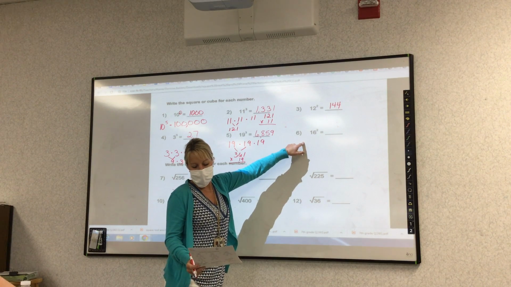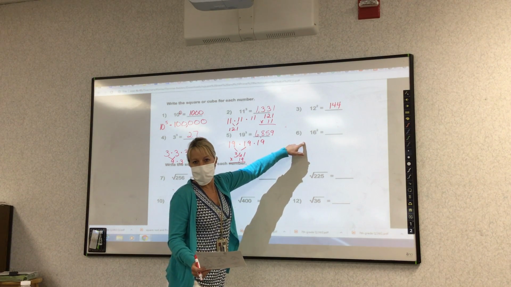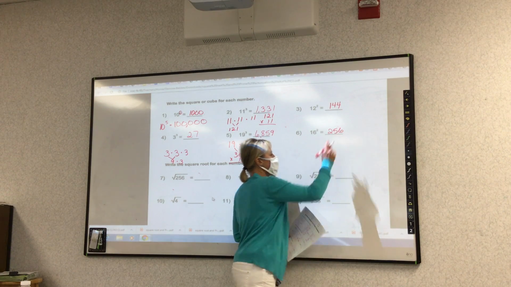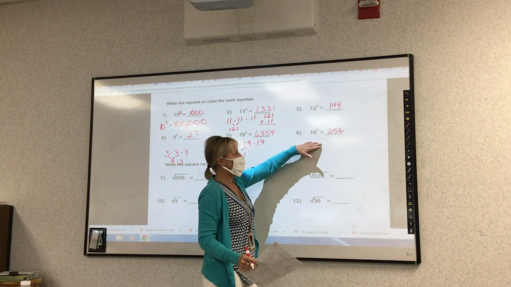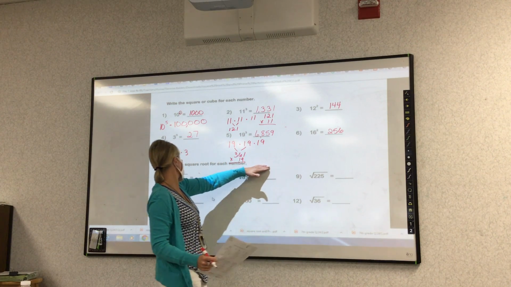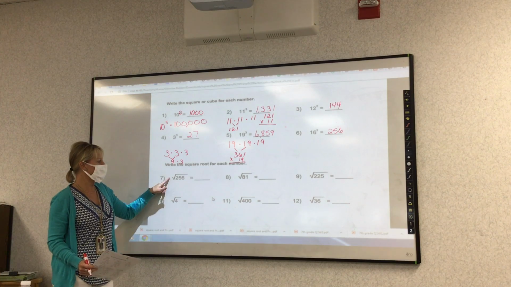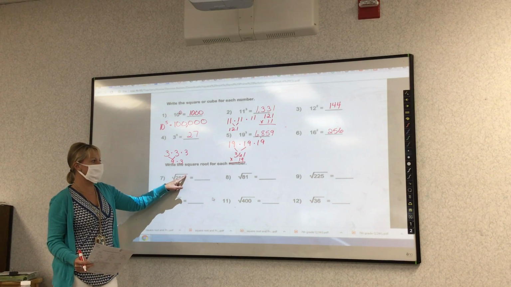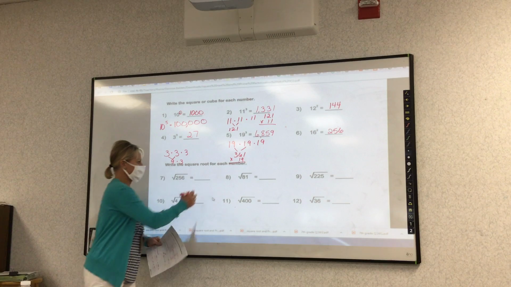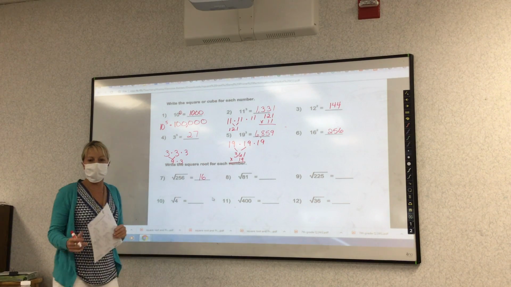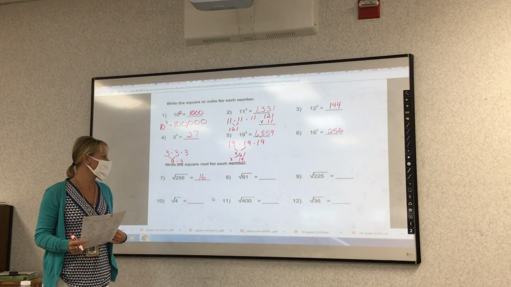16 squared. Should have it memorized. It's 256. The 16 squared helps us when we come down to the square roots, because the square root of 256 is 16. Squares and square roots are opposites, or they're inverse operations.